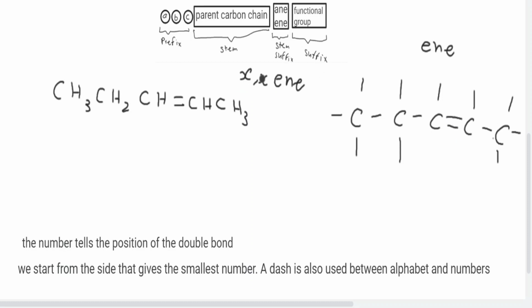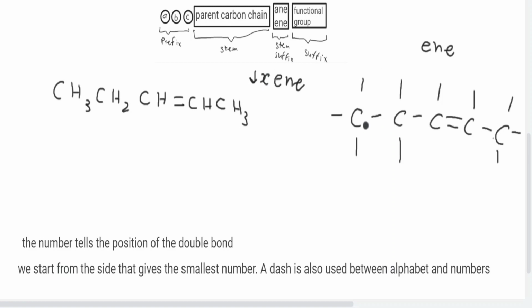If you have two double bonds, you'll write 2 digits, where x represents a digit. Now, the value of x, meaning 1, 2, 3, 4, will depend on the position of the double bond. So the number tells the position of the double bond. And we always start from the side that gives the smallest number. We want the value of x to be as small as possible. So which side do we start from? Do we number our carbon atoms from here or from here? We'll number the carbon atoms in such a way that the value of x will be very small.